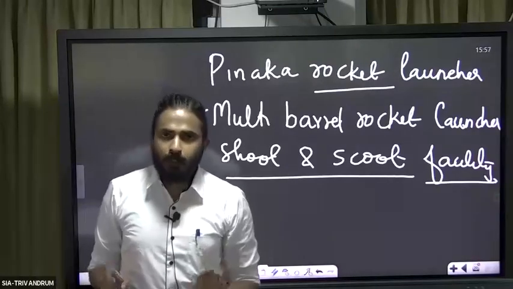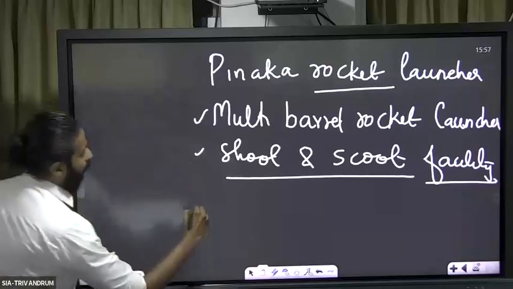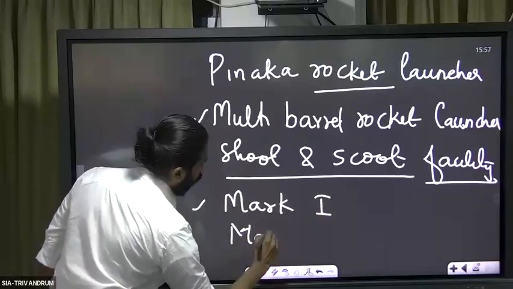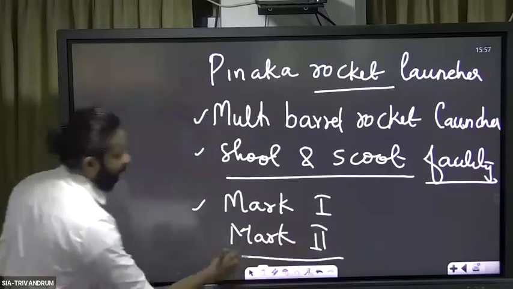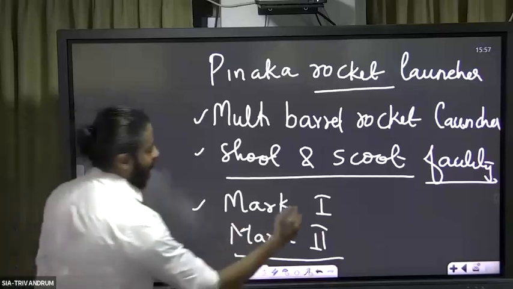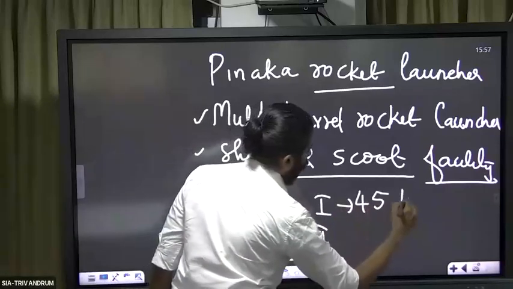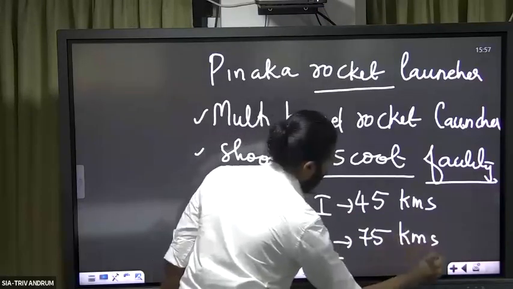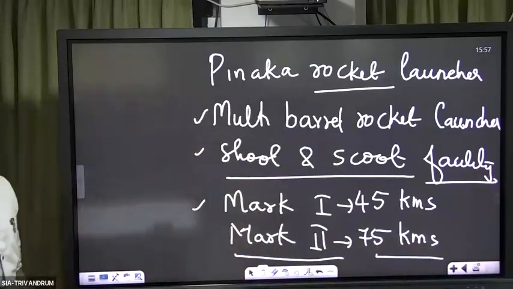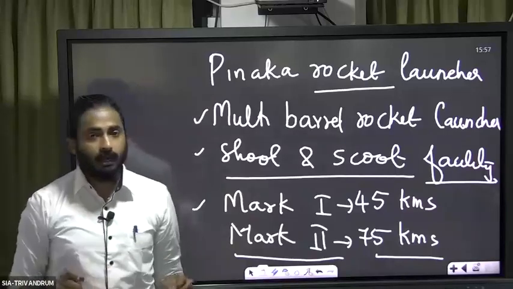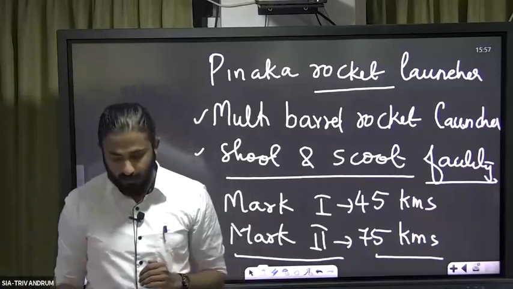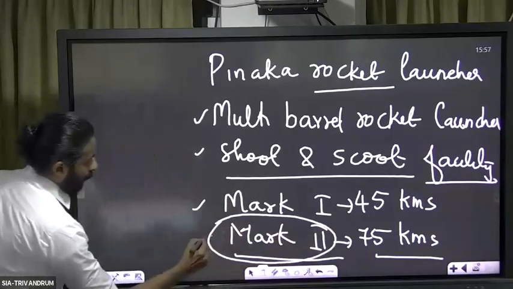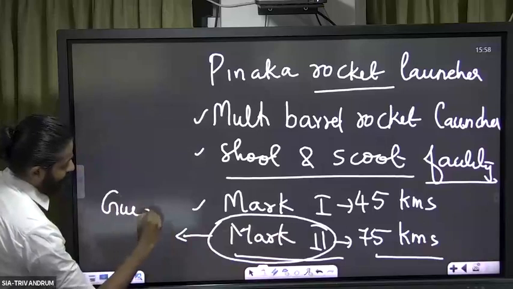There are two versions of Pinaka, Mark 1 and Mark 2. Mark 1 version can cover up to 45 kilometers. Mark 2 version can cover up to 75 kilometers. And this Mark 2 version is a guided missile system.